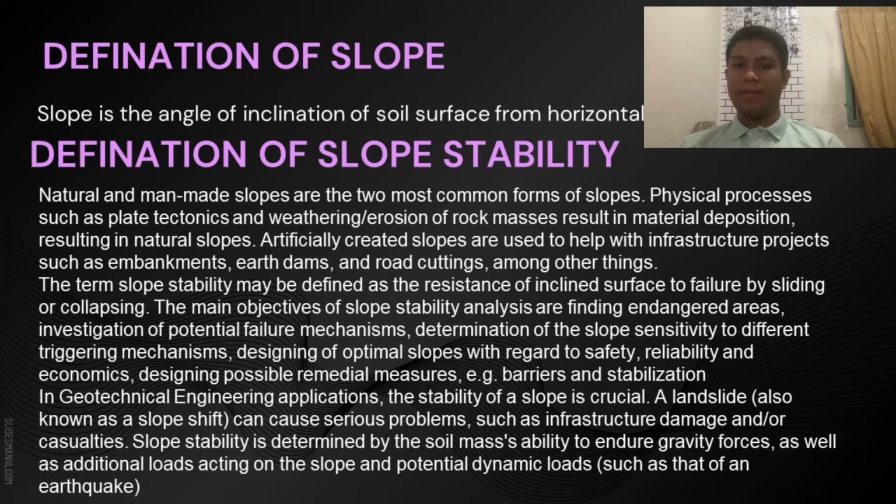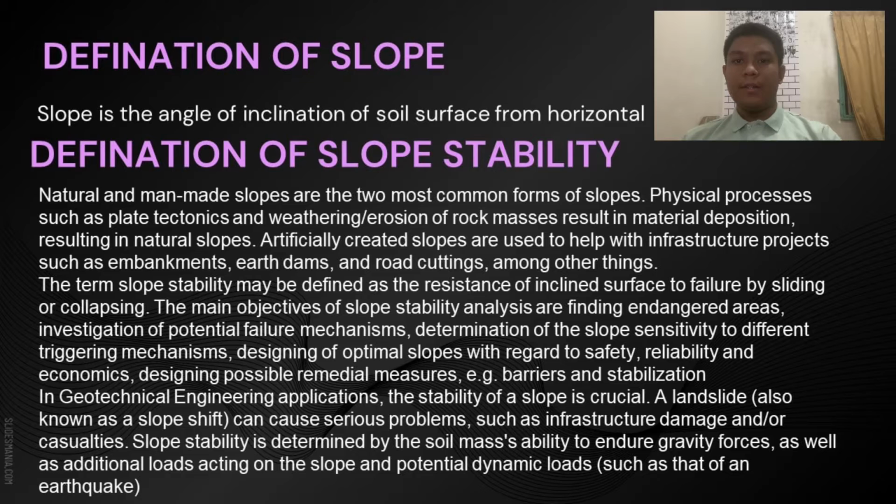The main objectives of slope stability analysis are finding dangerous areas, investigation of potential failure mechanisms, determination of the slope sensitivity to different triggering mechanisms, design of optimal slope with regard to safety, reliability, and economics, designing possible remedial measures, for example, barriers and stabilization.